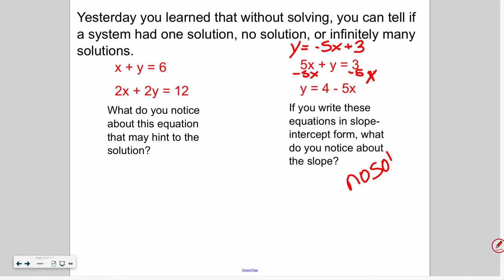What about the other system on the board? Everyone take a look. So notice that they're both not in slope-intercept form. Neither of those equations say y equals mx plus b. So I want everybody to take a look and see if they can put these in slope-intercept form, and then see if you notice anything.